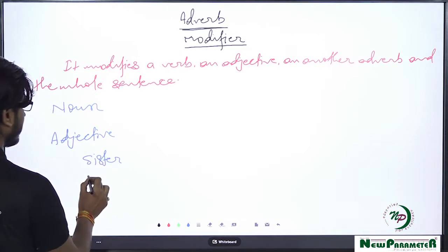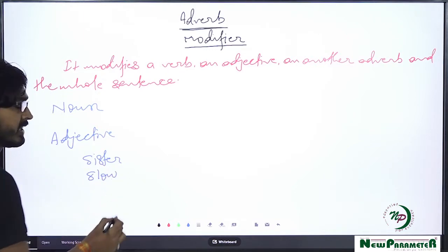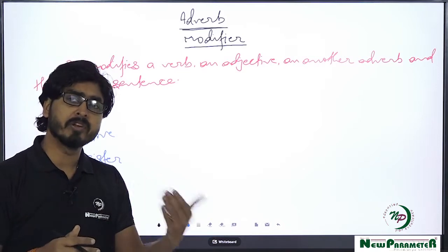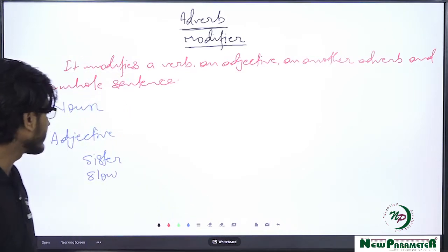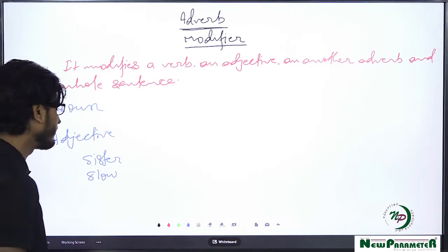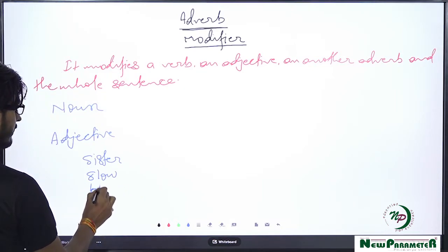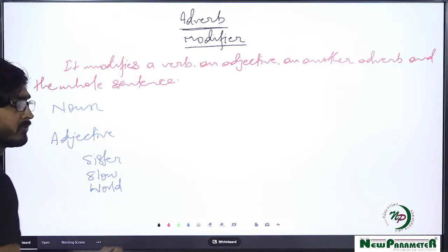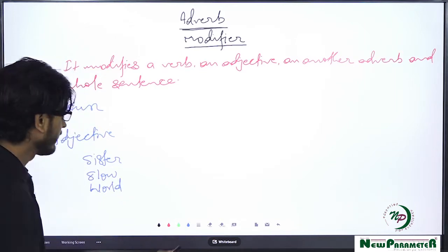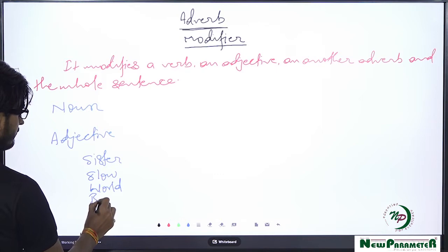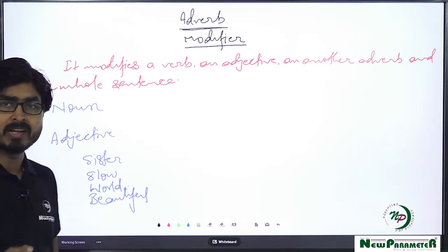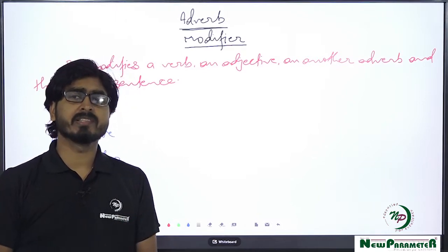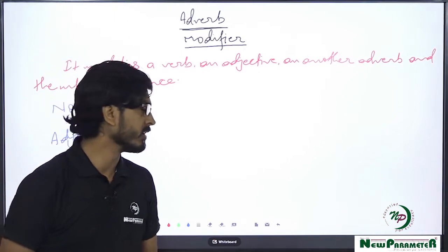If I say slow, it is not a name. It can modify or give details to any noun or pronoun, so we can say slow is an adjective. Similarly, if I say world, world is also a noun, and if I say beautiful, beautiful is not a name, we can say it adds details to a noun or pronoun.